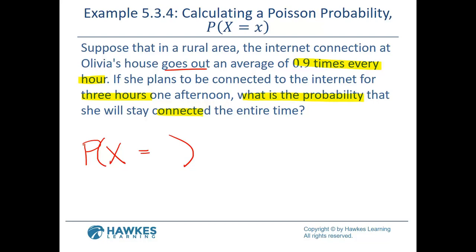Okay? So this is where, what exactly is x? Well, x is the number of times that we disconnect. Like I said, this is where you're thinking your way through. We know that we're looking for the probability that x equals something, but what is x? This is where our 5.1 knowledge comes in. What exactly are we looking for? Well, we're asking what is the probability that she stays connected the whole time? So x is basically what we're not getting internet. When are we not getting internet?